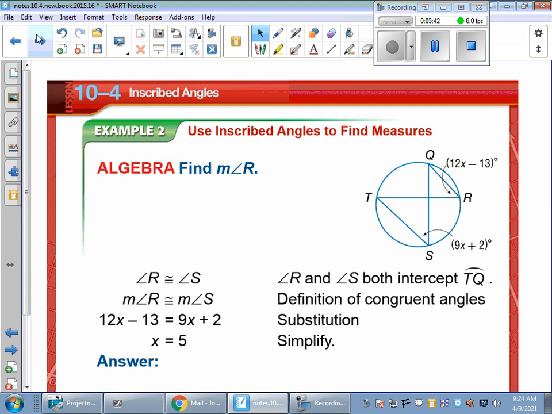Taking a look at this one here, again, here's an angle, here's an angle. They both intercept the same arc, so follow the chords. Set those two equal to each other here. Solve, and you get that x is 5.